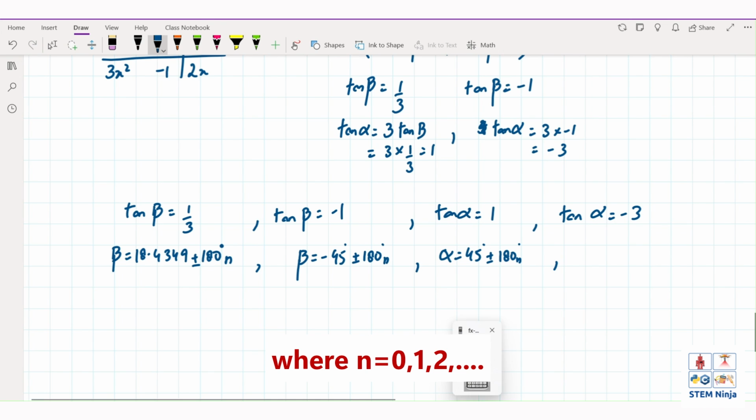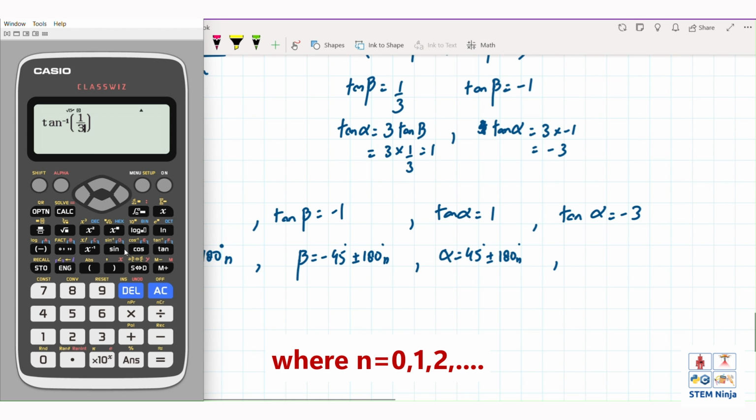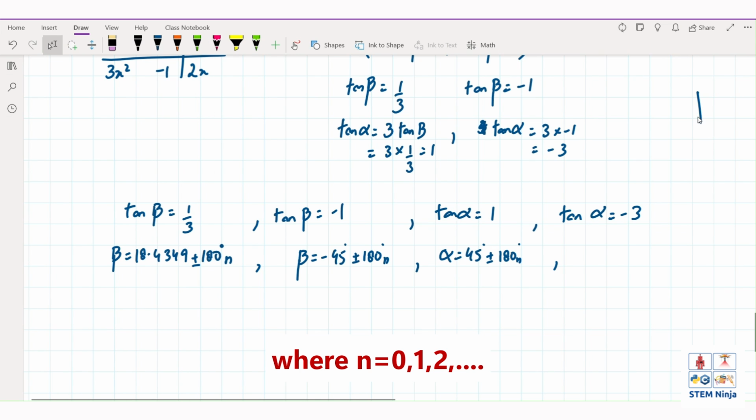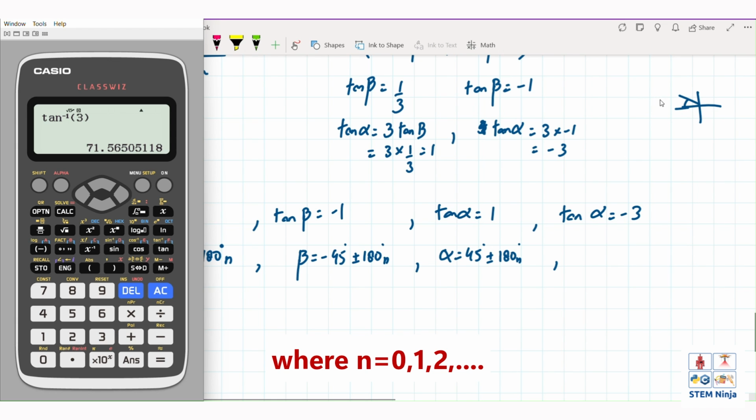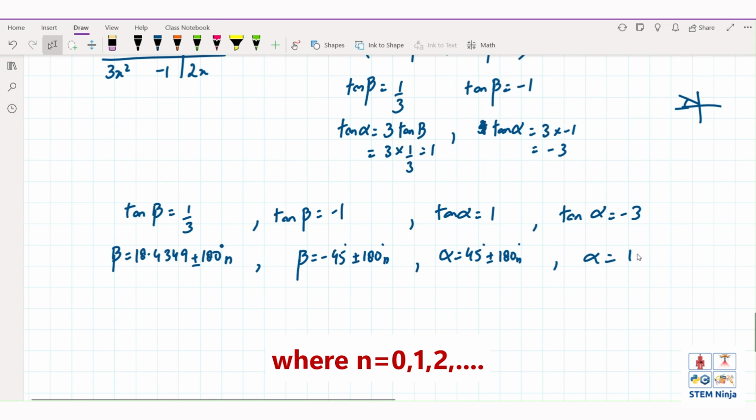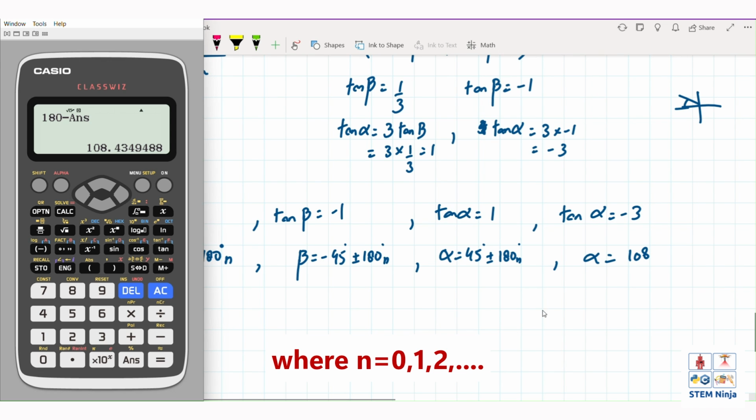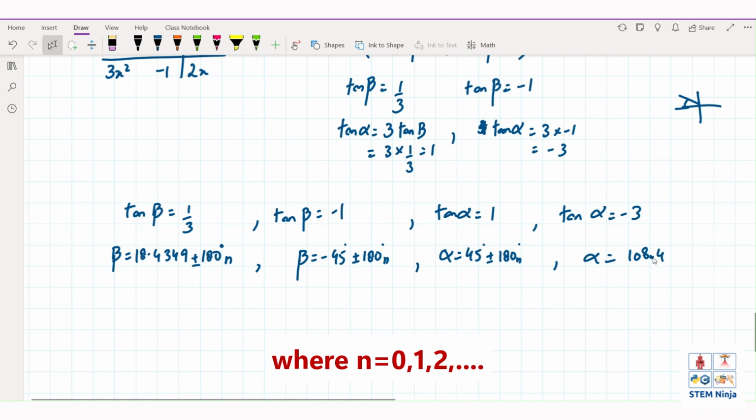And tan alpha is negative 3, or 3, is 71. So tan is negative in the second quadrant at this place. So 71 would be this, but 180 minus this value would be 108. Sorry, 108.4349 plus or minus 180 degrees n.